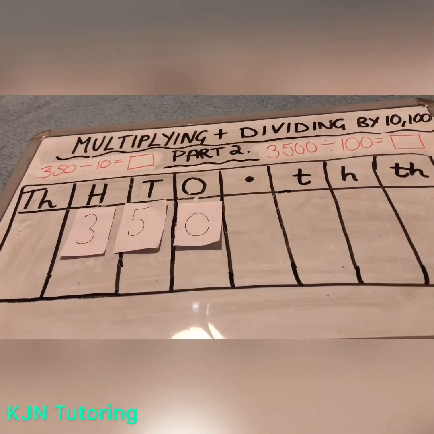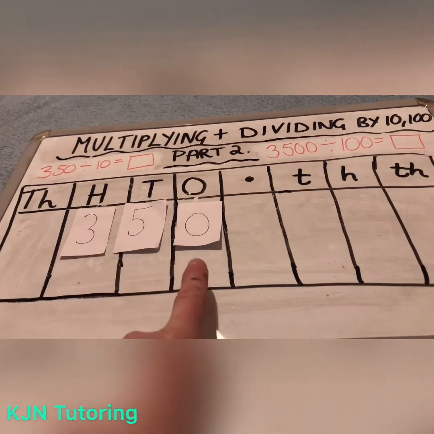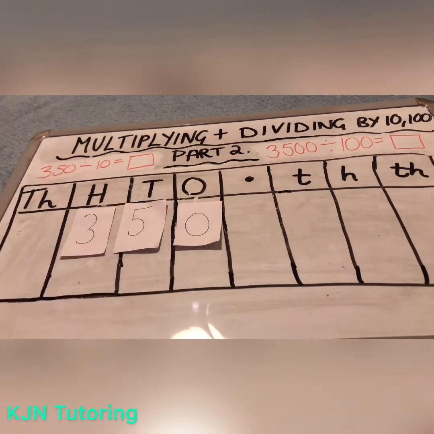I am going to work out the calculation 350 divided by 10. 350 has got 3 hundreds, 5 tens and 0 ones. Because the number 10 has got 1 zero or 1 placeholder, that means we have to move all of the digits one place to the right.